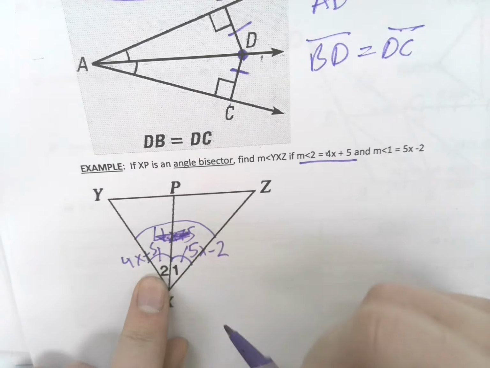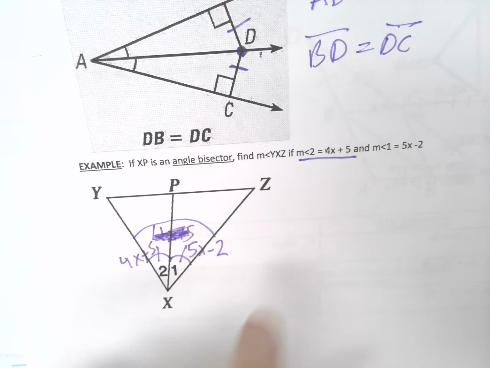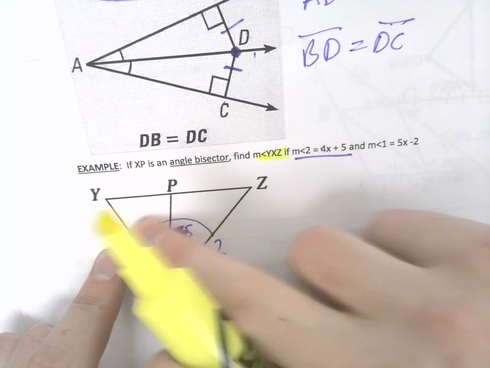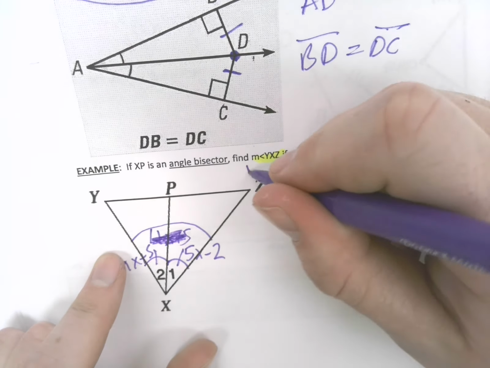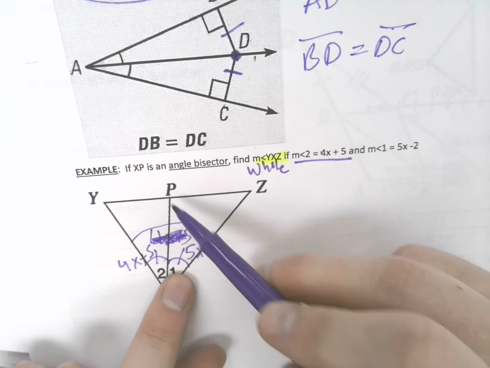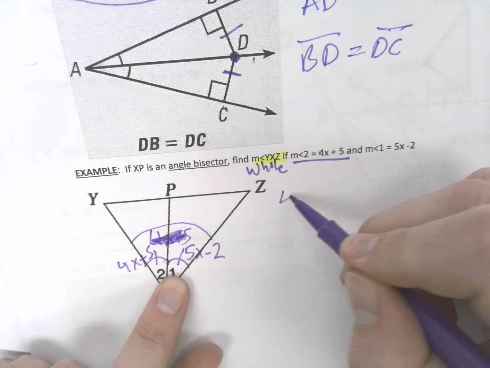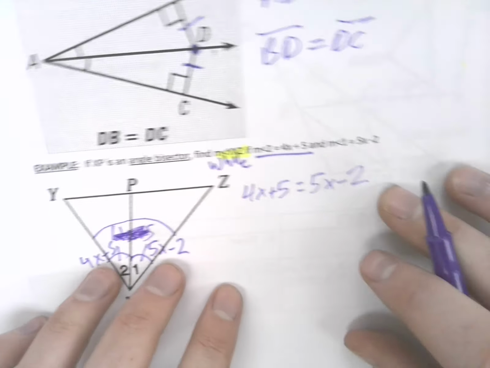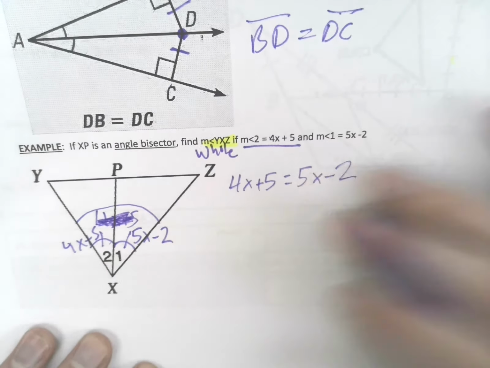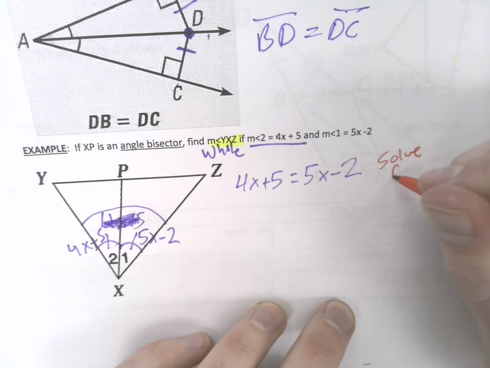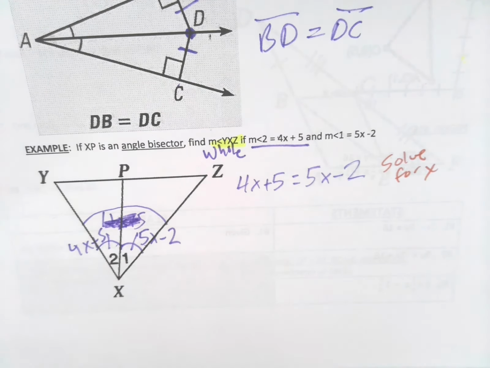Some of you are already way ahead of me. They want us to find YXZ, so in other words, we need to find the whole. If these angles are congruent because they're being bisected, take 4x plus 5 and set it equal to 5x minus 2. I'm going to give you a few seconds. Go ahead and see if you can solve for x. But remember, we're not done once we find x.